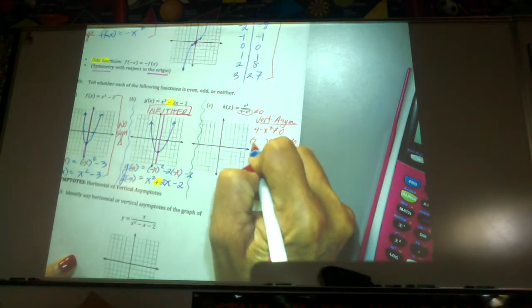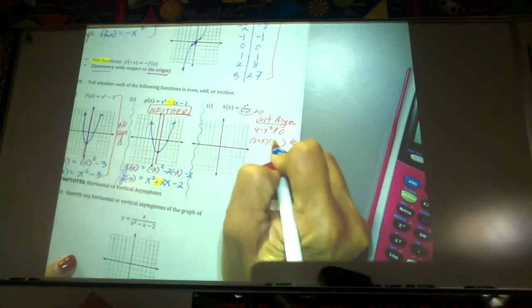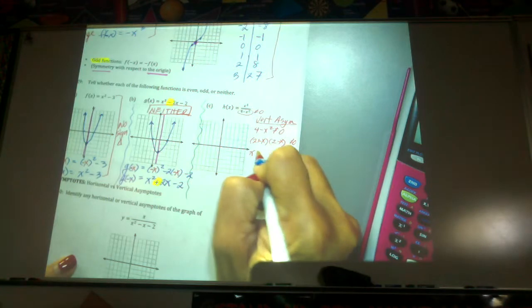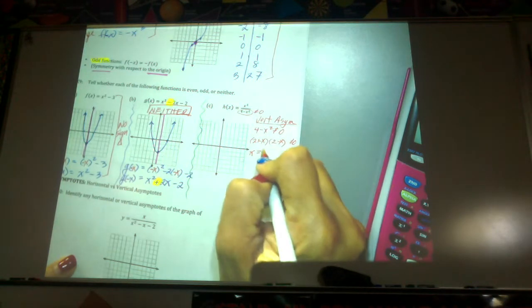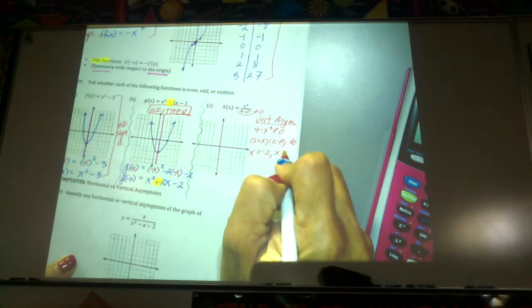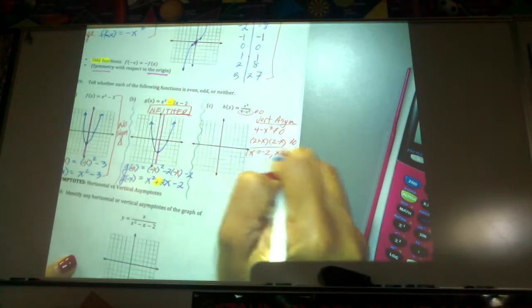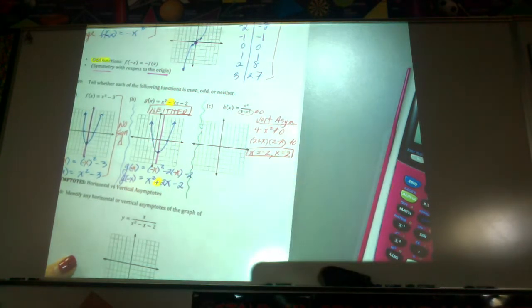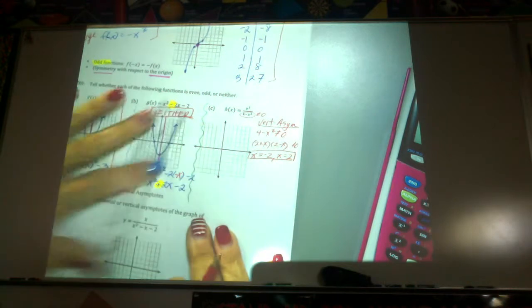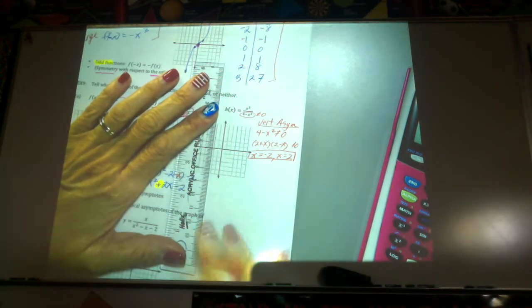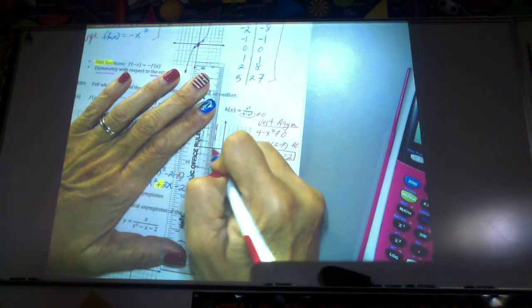So I've got 2 plus x and 2 minus x. So x cannot equal -2, and x cannot equal 2. Those are your 2 vertical asymptotes. So I'm going to put those in because they're going to help me with the shape of my graph. Because this is kind of a funky graph.